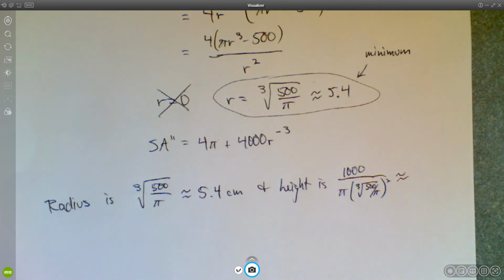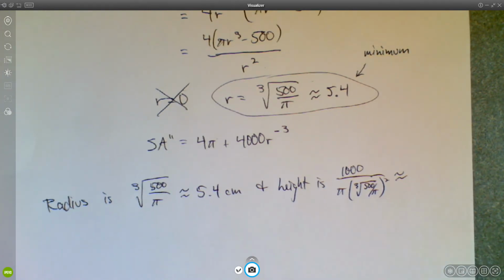And about how much is that? Let's see. 1,000 divided by pi times 500 over pi to the 1/3 power. That's about 58. Is that right? Hold on. 1,000 over pi. Oh, I forgot to square. Sorry, hold on.